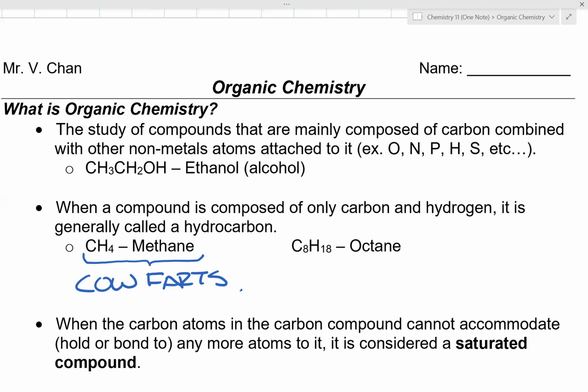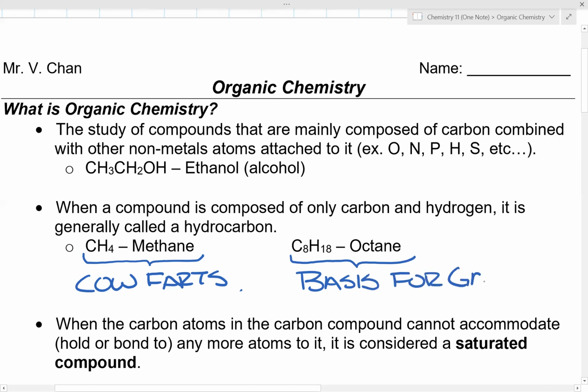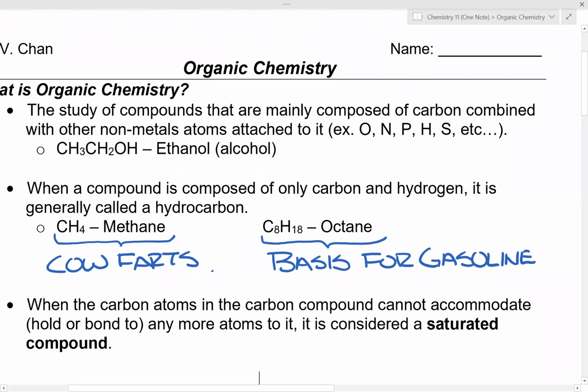Now, octane is the basis for gasoline. Some of you are learning how to drive, and hopefully you are filling up your own gas. When you go to the gas station, you see it says 87, 89, 91 octane. That is the percentage of this chemical in the gasoline. Most cars run fine on 87 octane.